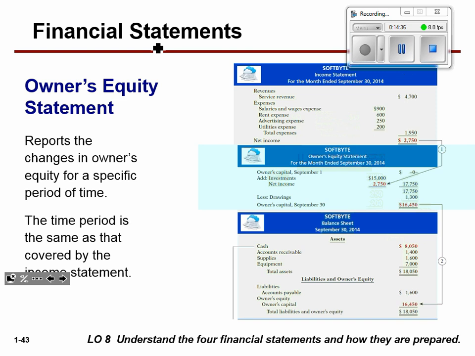An owner's equity statement then reports things like pluses and minuses. So changes in owner's equity. Finally, you get to see it full circle here.